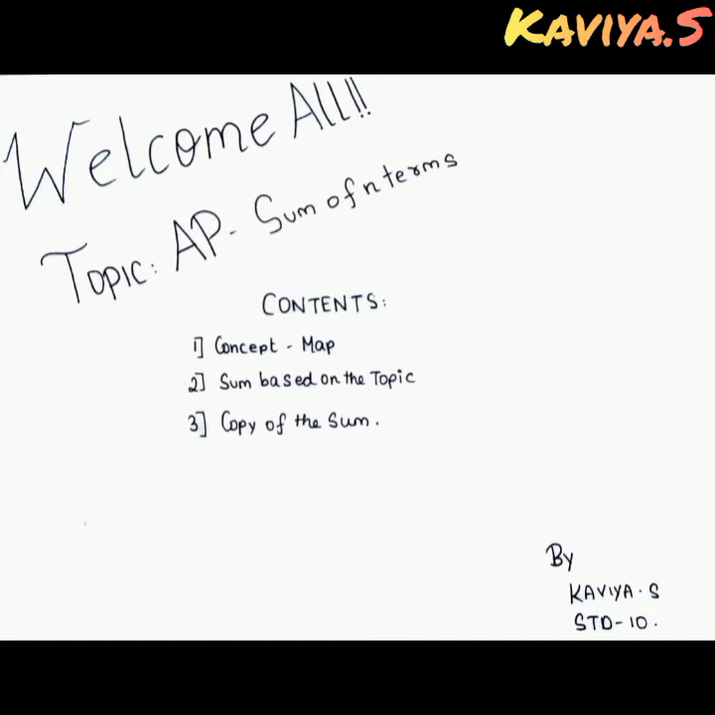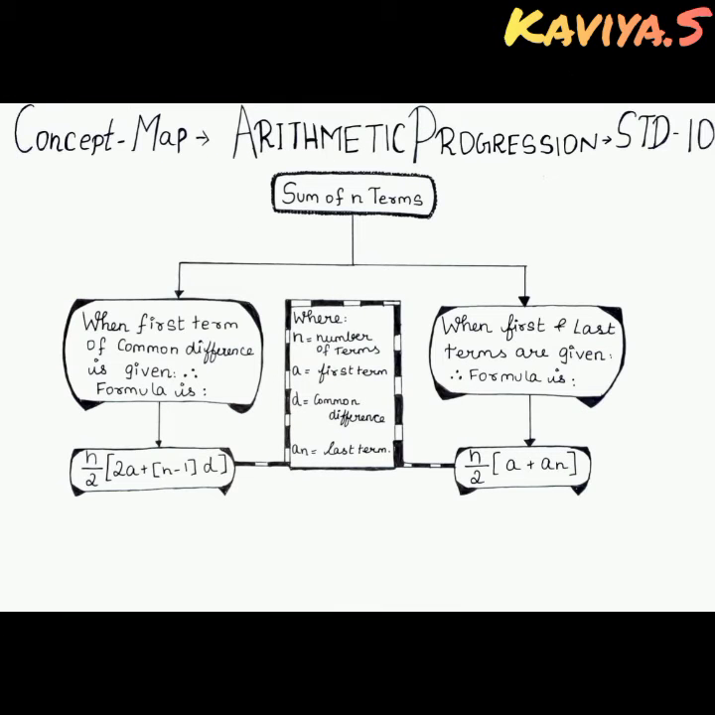I am here with the topic Sum of n terms from arithmetic progression. We will be seeing a concept map and sum based on this topic. So where is the concept map I did for sum of n terms? There are two formulas in this concept. So let's see the first one.